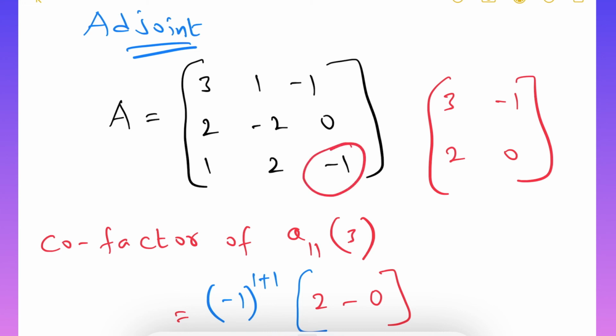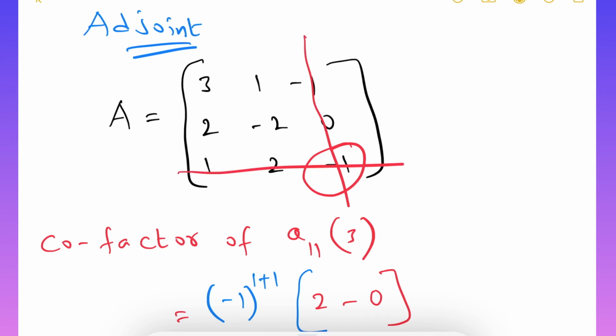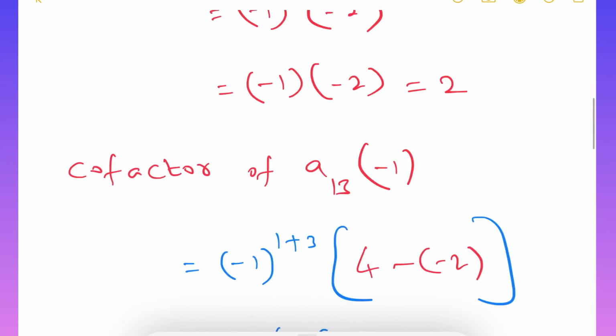Third row, third column. So delete that complete column as well as that complete row. So we remain with 3, 1, 2, minus 2. For this newly formed matrix, we need to find the determinant. So let's move to here.